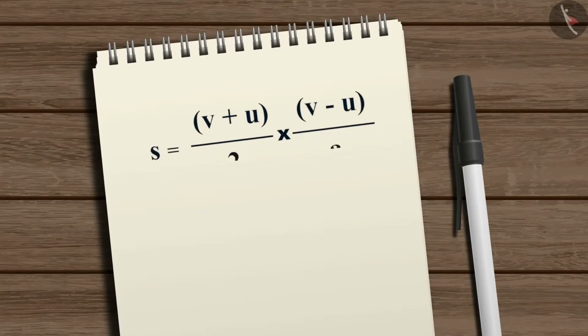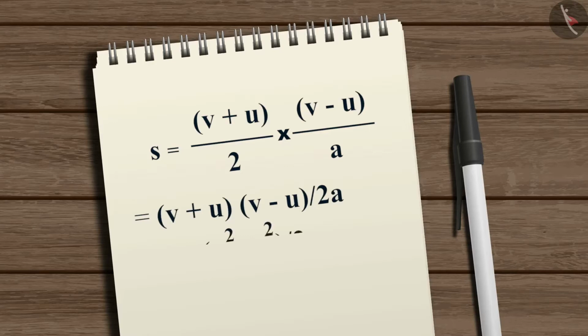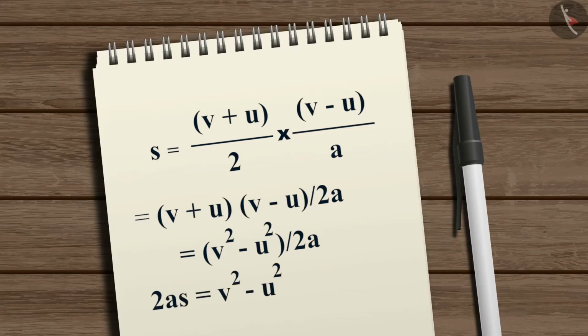From the velocity-time relation, we know t = (v - u)/a. By using the value of t, we can write the distance as s = (v + u)/2 × (v - u)/a, which is equal to (u + v)(v - u)/2a, which is equal to (v² - u²)/2a. 2as = v² - u².